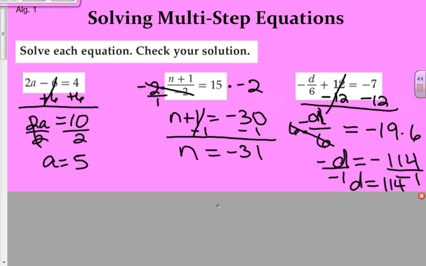Back in this step right here, I could have taken the negative with the 6, and I would have avoided this second step of dividing by -1. But if you leave the negative with your variable, that's okay. You can still get rid of it. It's just an extra step. Let's go to a few more.